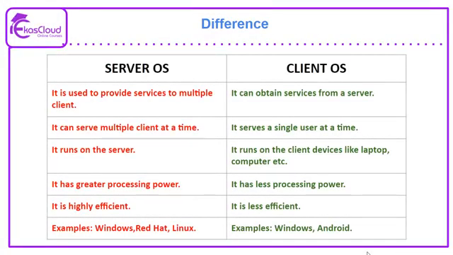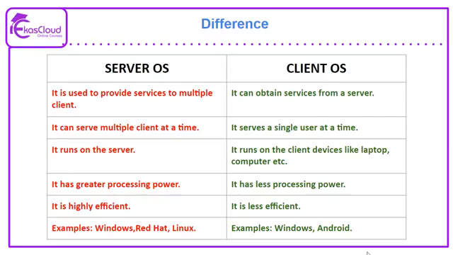what's the difference between server operating systems and client operating systems? So particularly, a server operating system is used to provide services to multiple clients. That's why we use server operating systems. But a client operating system obtains services from a server. And next, it can serve multiple clients at a time. That is a valid point for server operating systems. But client operating systems serve a single user at a time.